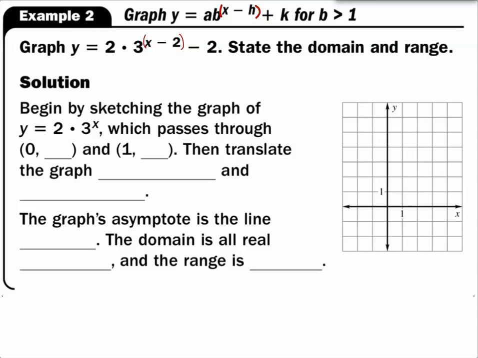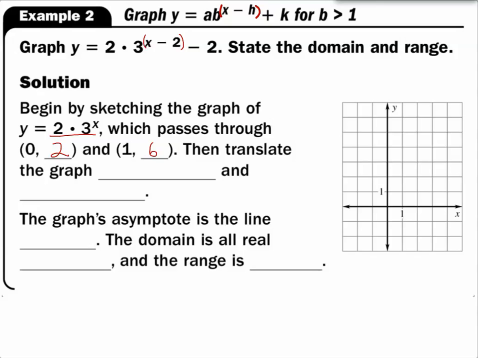Now the book solution is to begin with this general 2 times 3 to the x. We can try it their way. It's not my most favorite, but there's a lot there that might be right. So first we're going to begin with x equals 0. So 3 to the 0 is 1, times 2 is 2, so we have the point (0, 2). And then when x equals 1, 3 to the 1 is 3, times 2, that makes 6. So we've got the 2 points, (0, 2) and (1, 6).